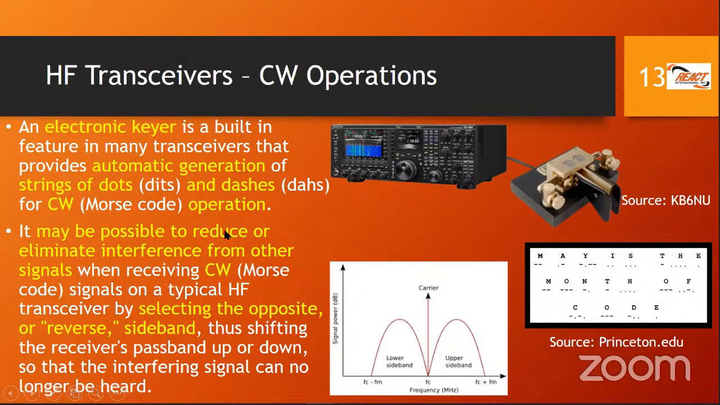Now, it's also possible when you're listening to Morse code to reduce the interference. If you're on upper sideband when you're doing Morse code, you can switch to lower sideband, and that could actually reduce the interference, which is the next bullet point that we have here. It may be possible to reduce or eliminate interference from other signals when receiving CW or Morse code signals on a typical HF transceiver by selecting the opposite or reverse sideband, thus shifting the receiver's passband up or down so that the interfering signals can no longer be heard. So you are doing CW, you're on sideband, all of a sudden you start to hear interference, you can simply switch or reverse, or go to lower sideband if you're on upper sideband, and the interference signal might be reduced, and you're still hearing your CW. So you need to know these points for the exam.